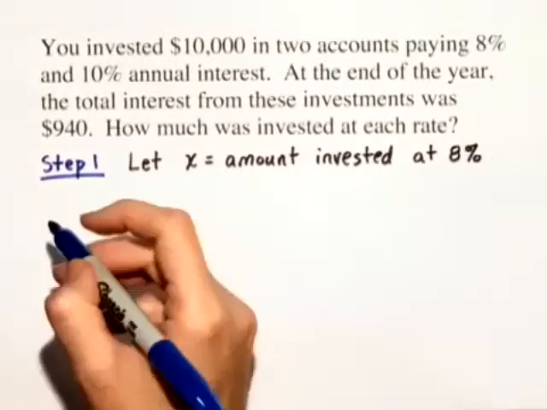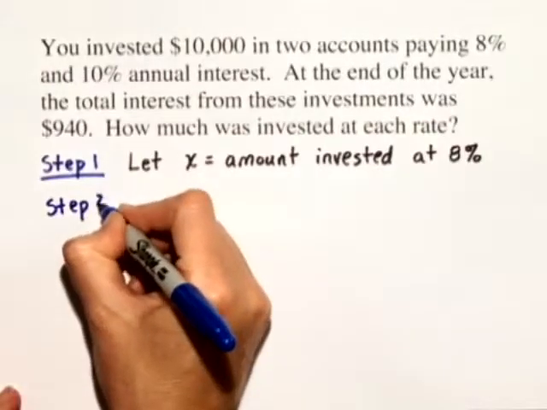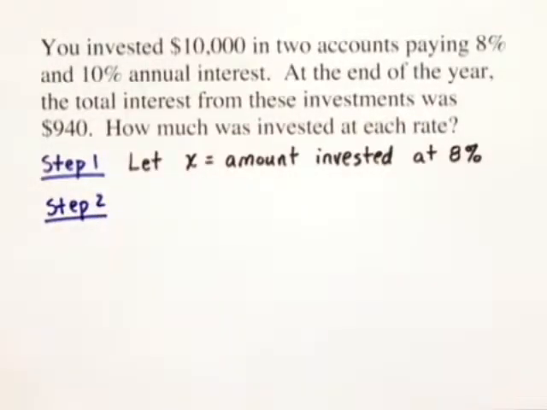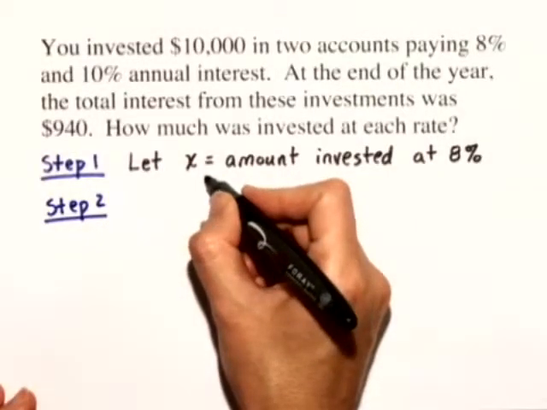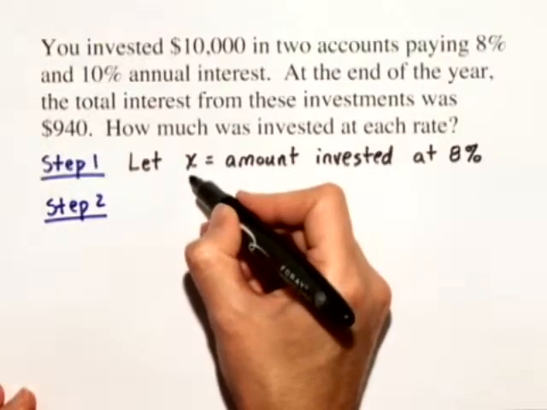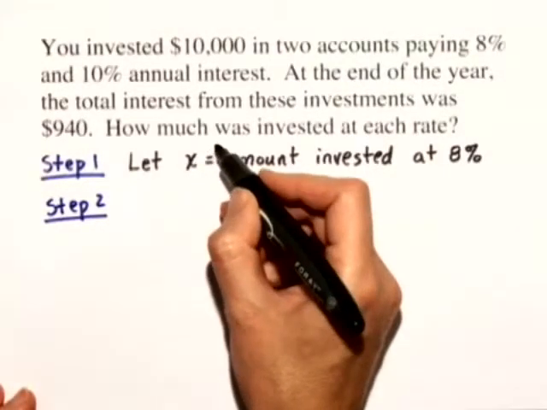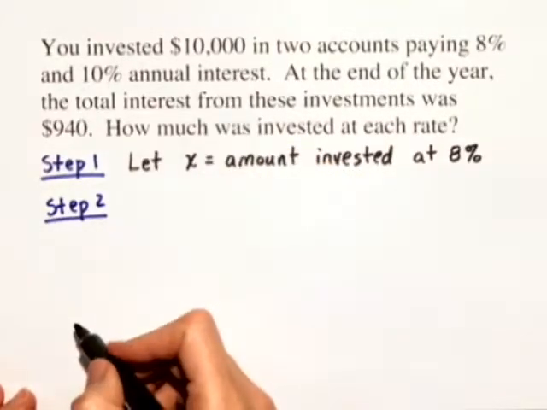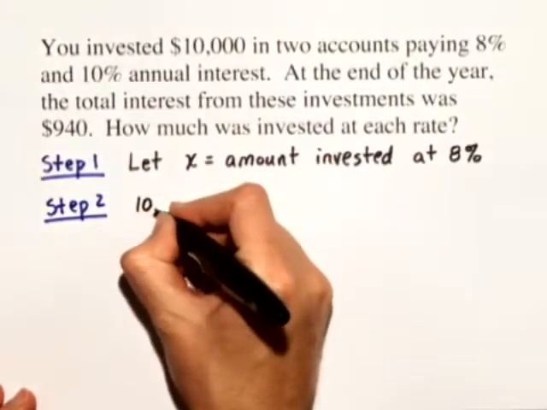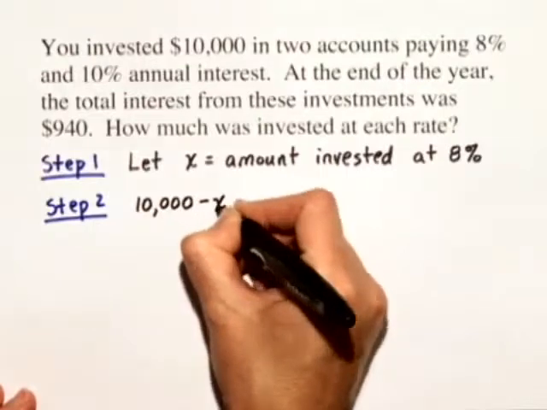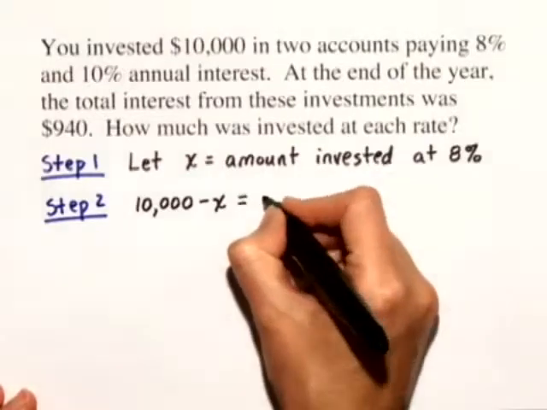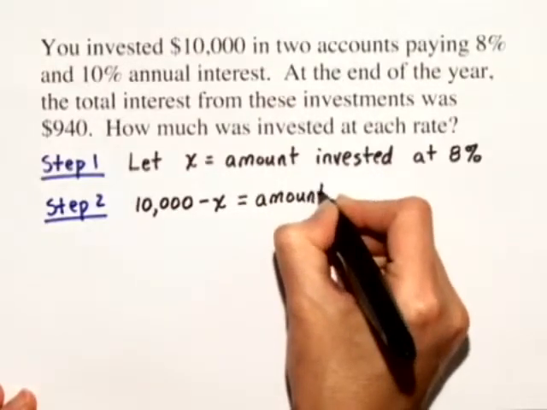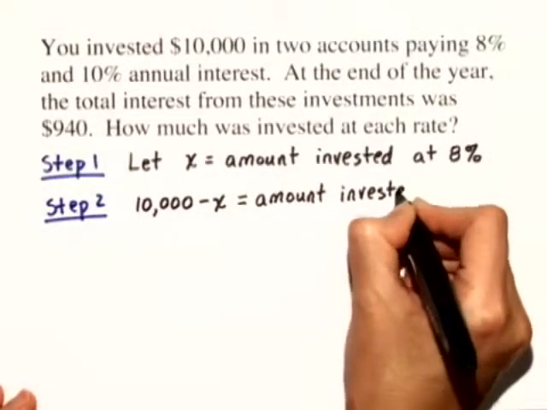Now in step 2, we need to write any other unknown quantities in terms of X. The only other unknown quantity is how much we invested at 10%. Whatever amount we did not invest at 8% is the remaining amount from the $10,000 that we did invest at 10%. So we can start with the $10,000 and subtract X. In other words, let's subtract the amount already invested at 8%, and whatever's left is the amount invested at 10%.